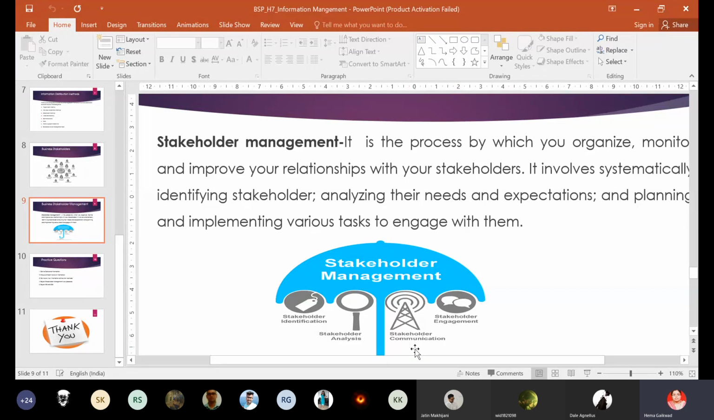Okay, and the last one is communication. The communication is very simple because we have a long discussion on communication management. Clear? So there are different communication channels you can select for your business. So the point is, this is the stakeholder management process.